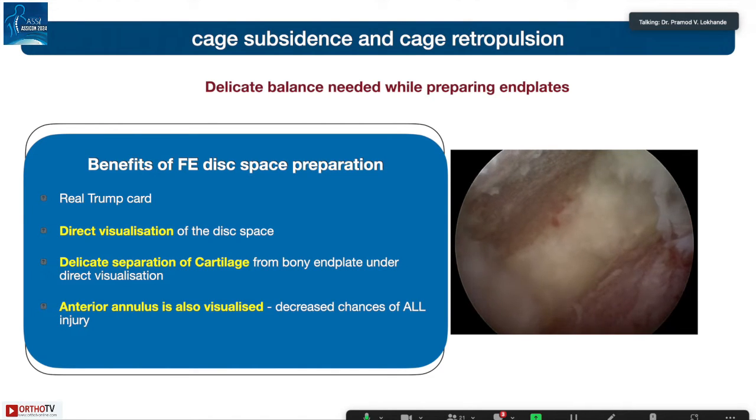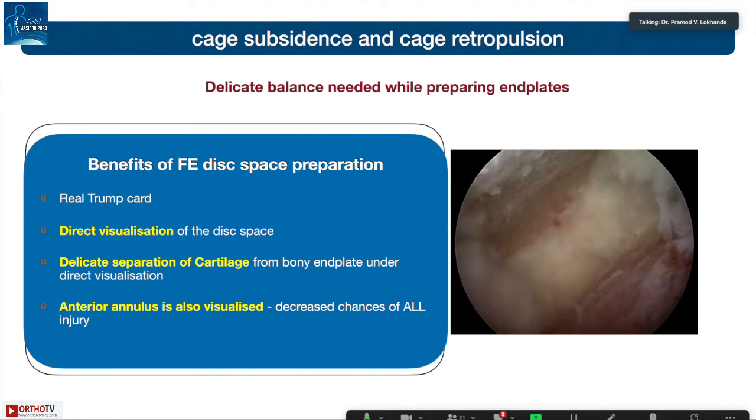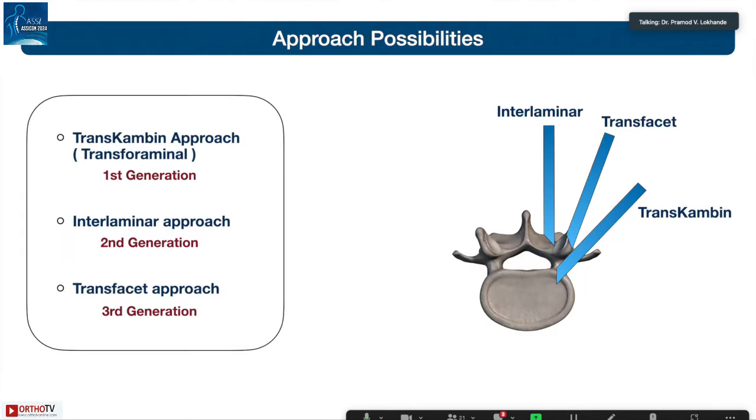It offers direct visualization of the disc space. There is a delicate separation of the cartilage from the bony plate, especially in osteoporotic patients. And the entry annulus is also visualized, which can prevent catastrophic complications. The indications of full endoscopic lumbar interbody fusion are the same as any other MIS or open TLIF surgeries, and the objective is to achieve adequate decompression, get a good fusion by preparing a good fusion bed and adequate bone grafts, and restore the sagittal alignment of the spine by distraction compression techniques and placing the cage more anteriorly.